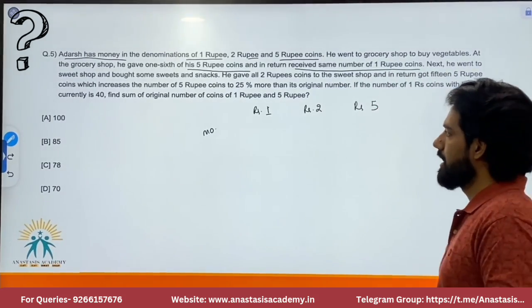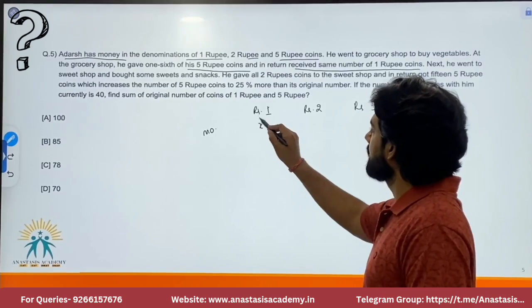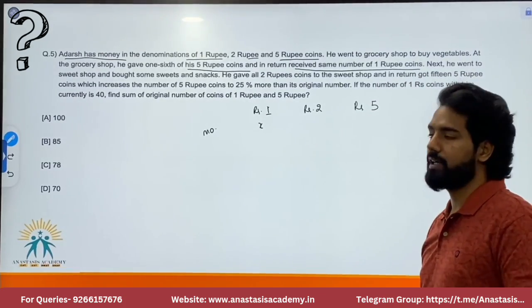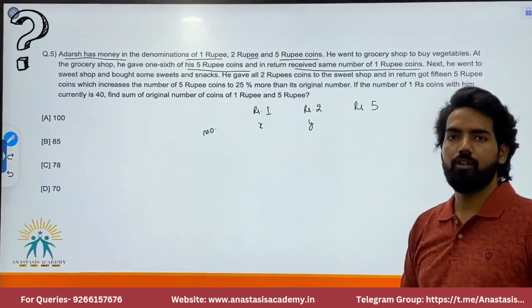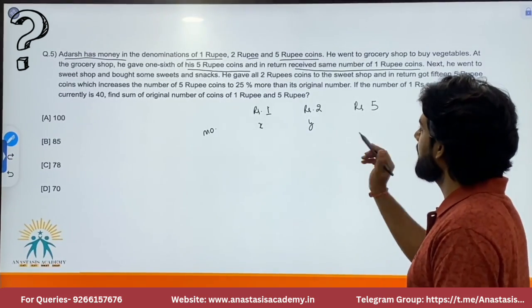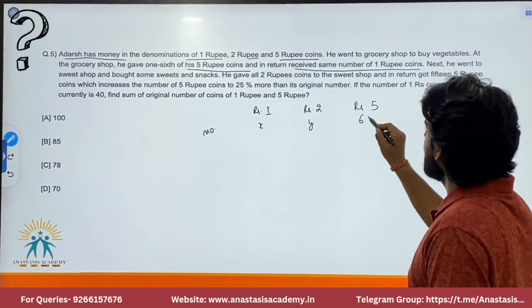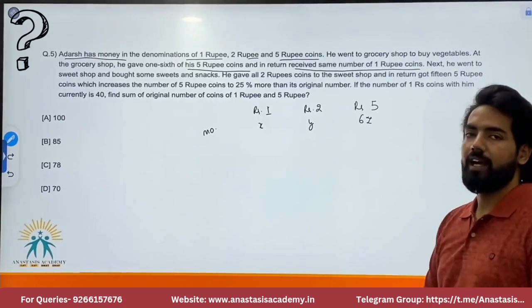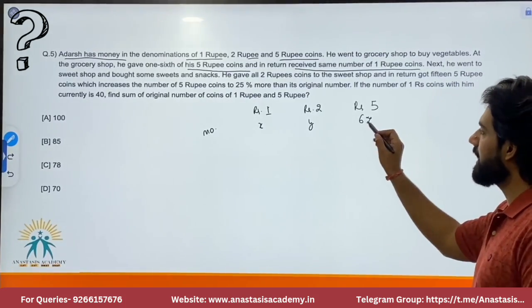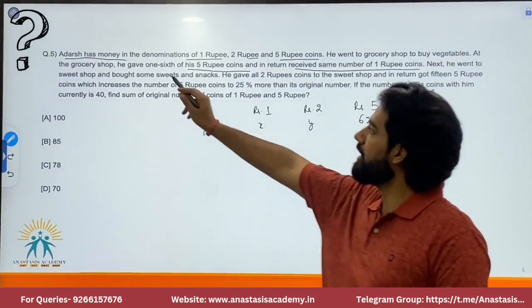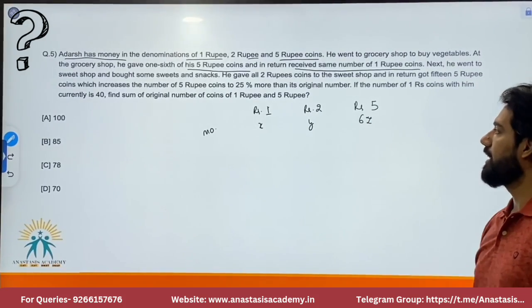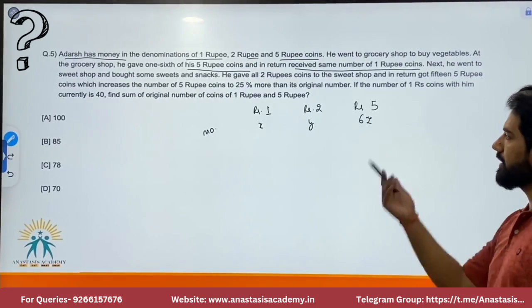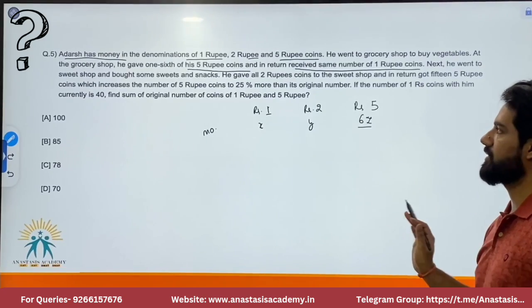is having X number of 1 rupee coins. I'm assuming he is having Y number of coins of rupee 2 and he is having 6Z coins of rupee 5. Why am I assuming this number as 6Z? Because I know he gave 1/6 of this number and 1/6 of this number will be an integral value. So I'm assuming this has to be a multiple of 6.